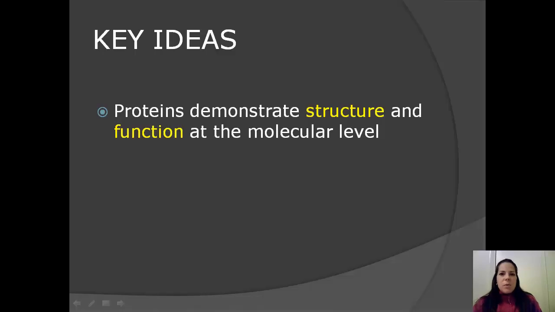So the key idea that we want to remember about proteins is that they demonstrate structure as well as function at a molecular level. A molecular level refers to within the cell at a very basic level. We're going to talk about structure and function later in relation to organs and organ systems. But remember, we're still at the beginning of the course and we're still just focusing on those tiny, tiny ingredients that make up all the chemical reactions that occur in the body. And proteins are one of those main things.